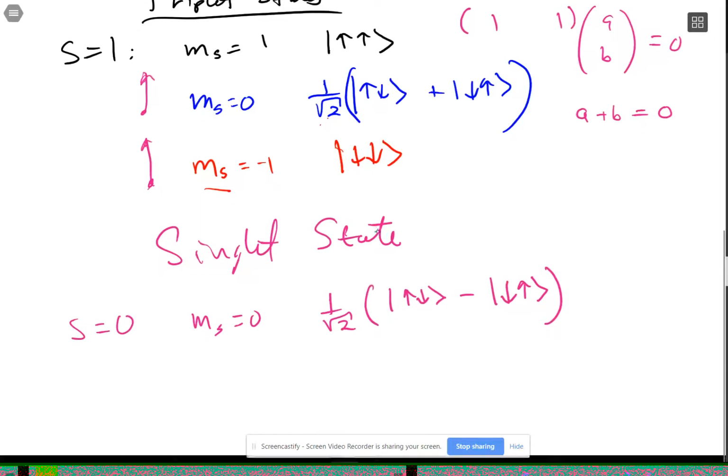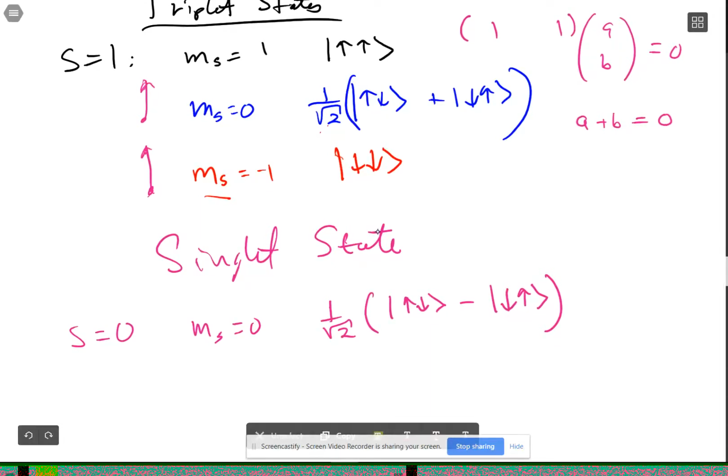What about if I raised this one? What happens if I raise that s equals 0, m sub s equals 0? When I raise the first one, I'm going to have minus up. When I raise the second one, I'm going to have plus up. And so what do I end up with? Okay, so you don't have a raised value for that one, just like theory says should be.